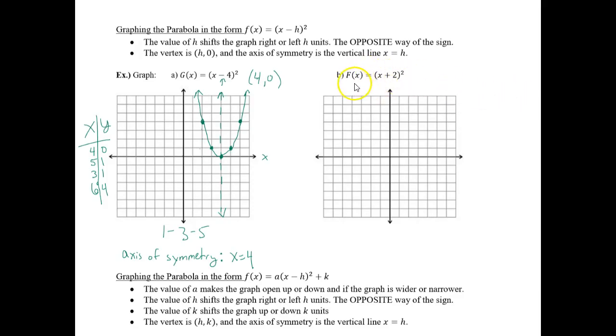Alright, now we're looking at f of x equals x plus 2 squared. So the vertex of this graph will be at negative 2, 0, right? It's the opposite sign. This was a positive 2. My vertex is going to be at negative 2 because the root of this function would be negative 2 plus 2 would give me 0, right? So I go and plot the vertex at negative 2, 0.